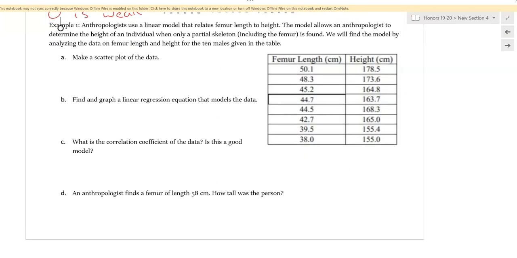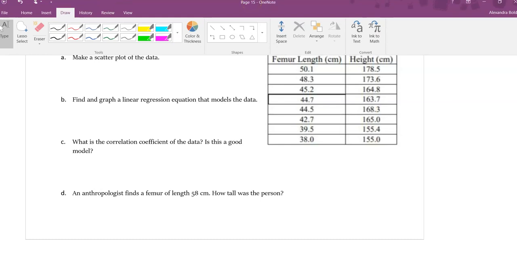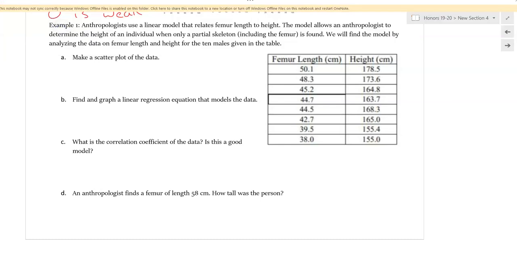Okay. So let's look at example 1. Anthropologists use a linear model that relates femur length to height. The model allows an anthropologist to determine the height of an individual when only a partial skeleton that includes the femur is found. We'll find the model by analyzing the data on femur length and height for the 10 males given in the table. Okay. So, again, we are going to use Desmos to do this.